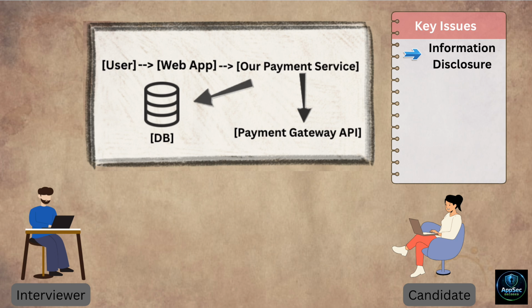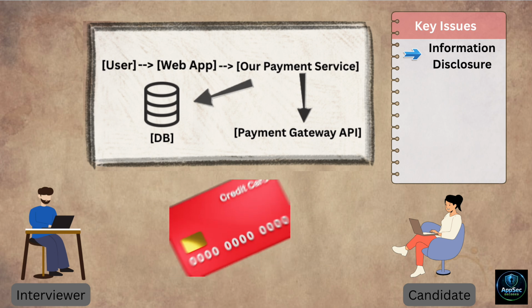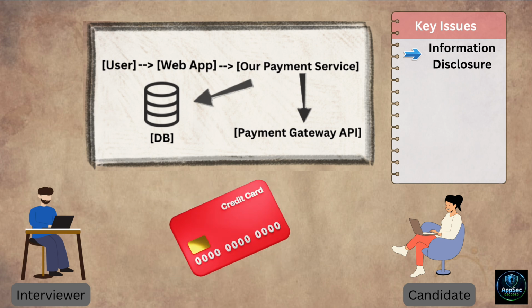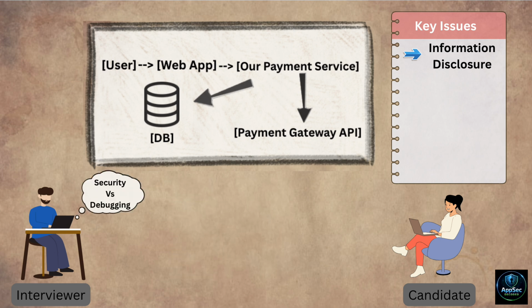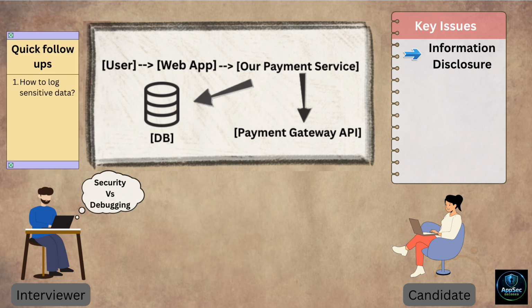Looking at the flow diagram, I'll cover information disclosure, that is data leakage. If the backend logs the full payload, like card number, CVV, then attackers, or even our own internal tools could access that data. Wait, you mentioned avoiding data leaks in logs, but our developers need logs for debugging failed payments. So how will they debug the failures?